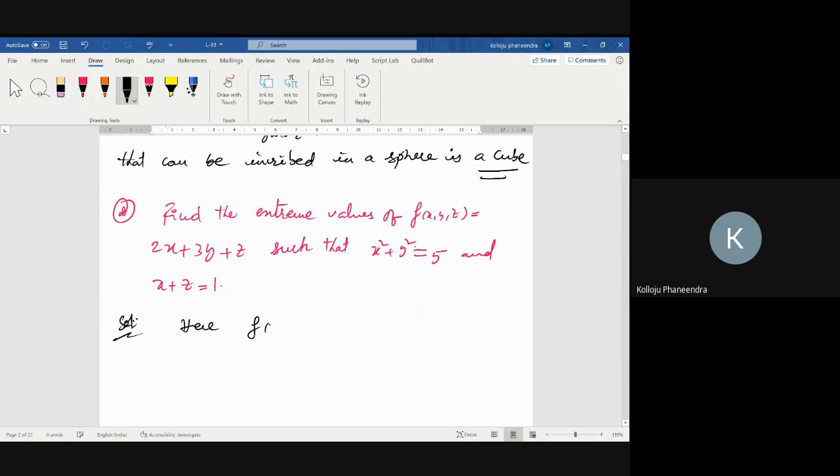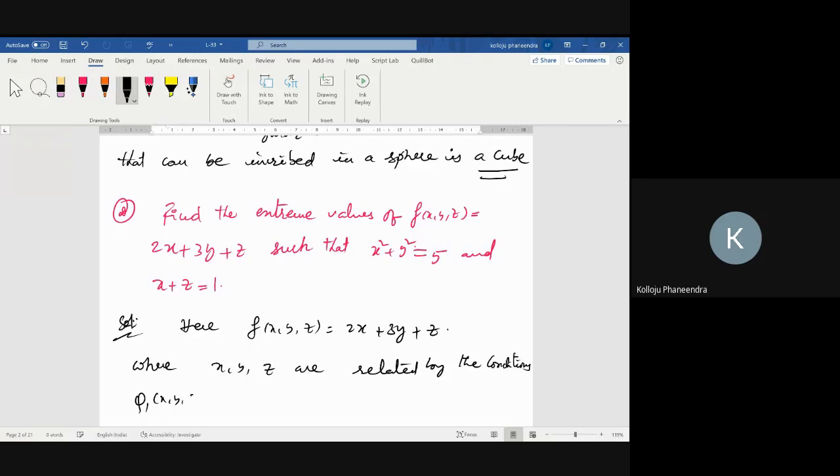Here the function which is to be maximized or minimized is 2x + 3y + z, where x, y, z are related or connected by the conditions. What are the conditions? I'm taking like this. First one, φ1(x,y,z) = x² + y² = 5. φ2(x,y,z) = x + z = 1.